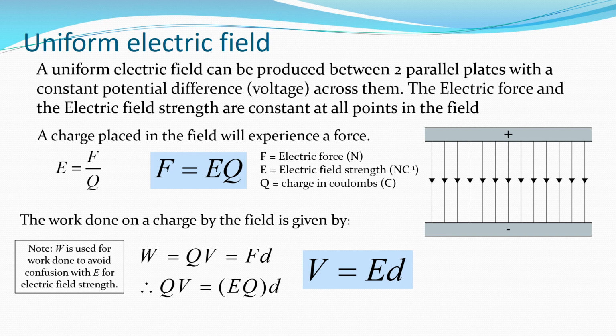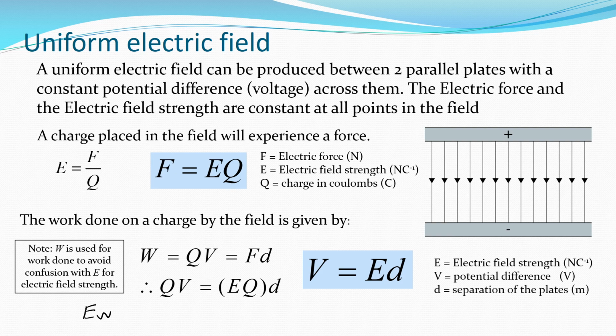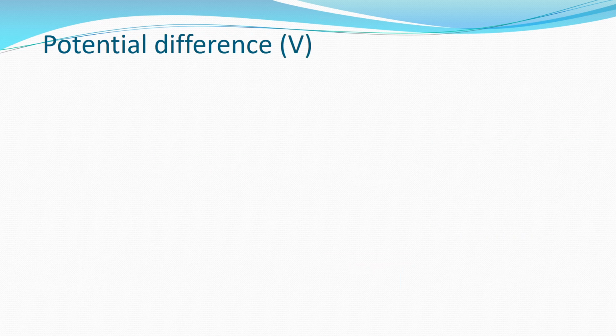Note that W is used for work done to avoid confusion with E, which is also the symbol for electric field strength. Sometimes you will see E written for work done, as EW. But if we use W, it avoids any confusion. Within this equation, E is the electric field strength in newtons per coulomb, V is the potential difference in volts, and D is the separation between the plates, that's the charged plates, with the electric field that exists between them.